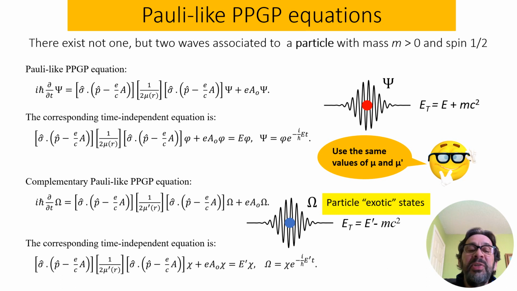It's basically the same one as on top, but changing mu to mu prime, the same mu prime that was used in the complementary Schrodinger-like PPGP equation. This equation has no analog in non-relativistic quantum mechanics. The corresponding time-dependent equation is shown below.